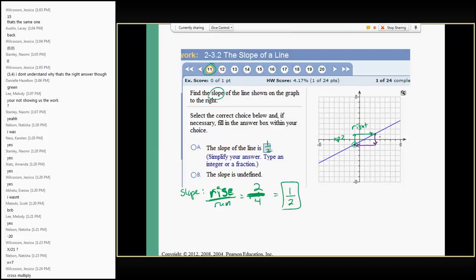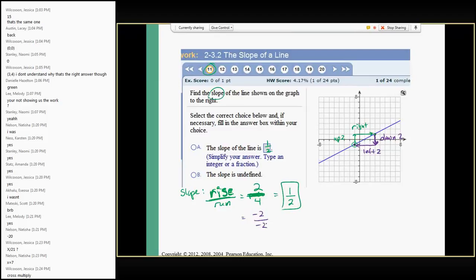Okay, let's just focus on this first one. What am I doing right here? I'm going down 2, so my slope is -2. That's my rise. Run is left 2, so that's negative 2.